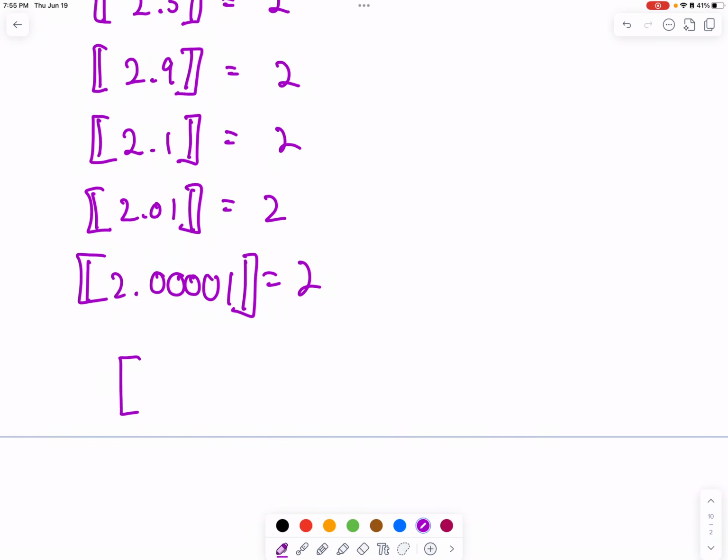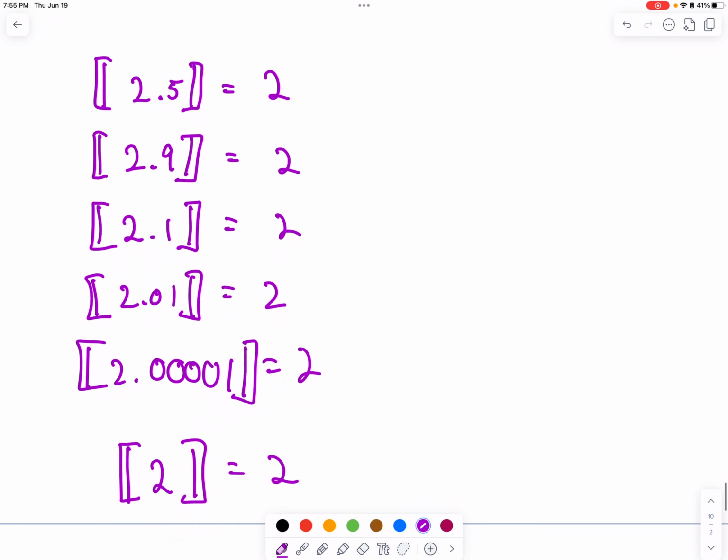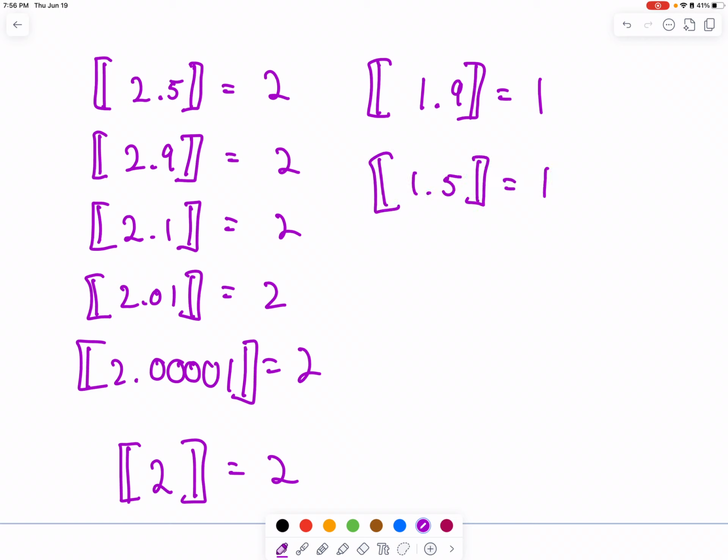Suppose we did the greatest integer less than or equal to 2 itself. Again, whenever you get an integer, you just take that integer. Then if we did 1.9, that's between 1 and 2, so the greatest integer less than or equal to 1.9 is 1. If we did 1.5, that's also 1. If we did 1.1, that's also 1, and so on. Whenever we get a decimal or a fraction between two integers, we just take the integer to the left on the number line. If we get an integer, we take that integer.